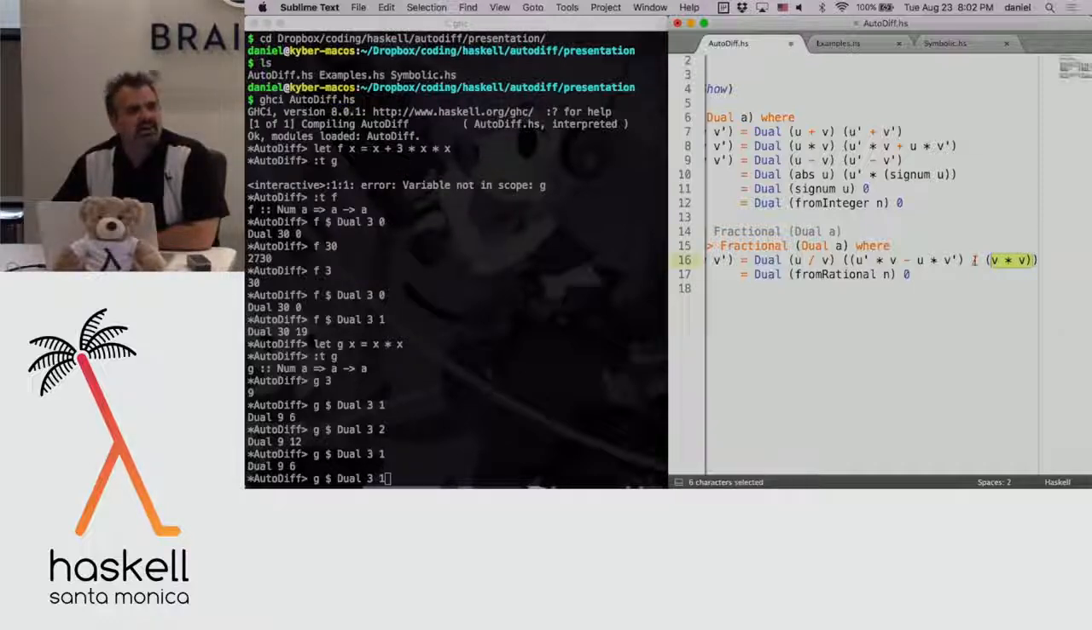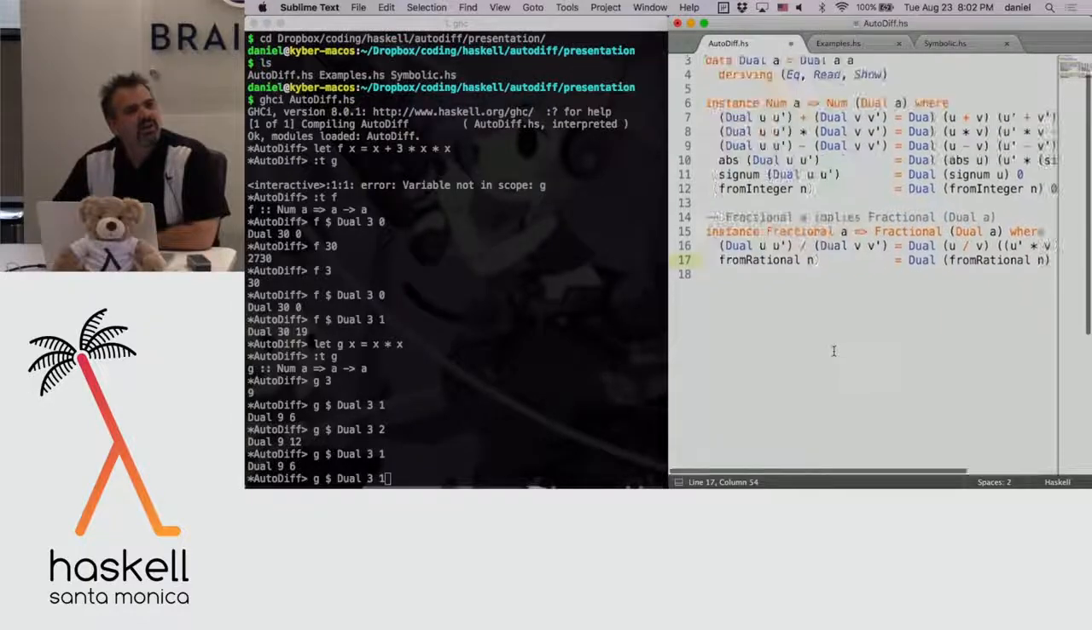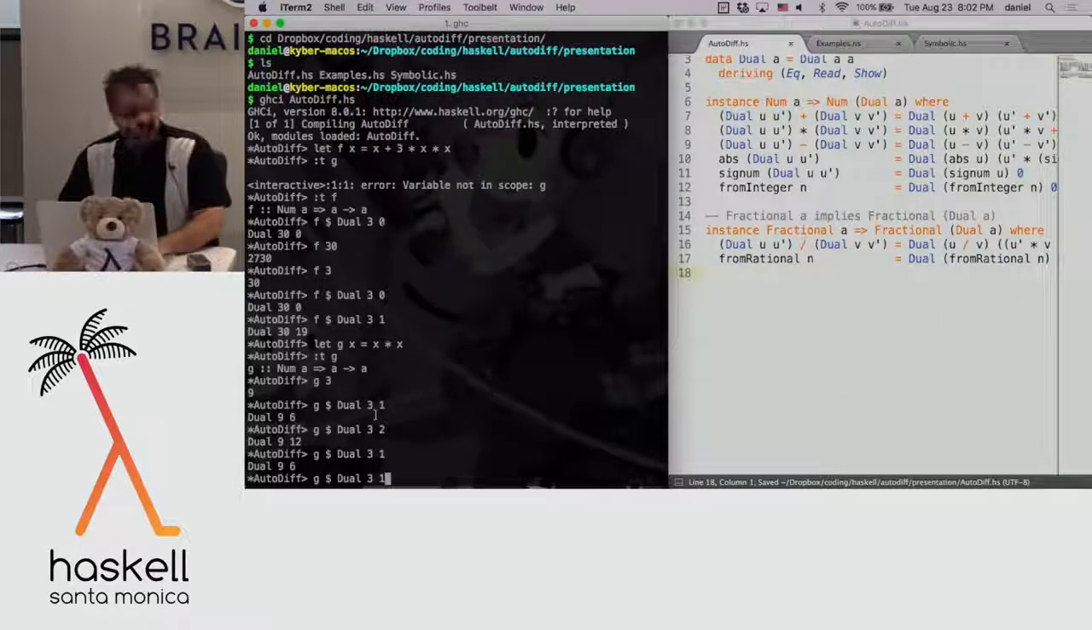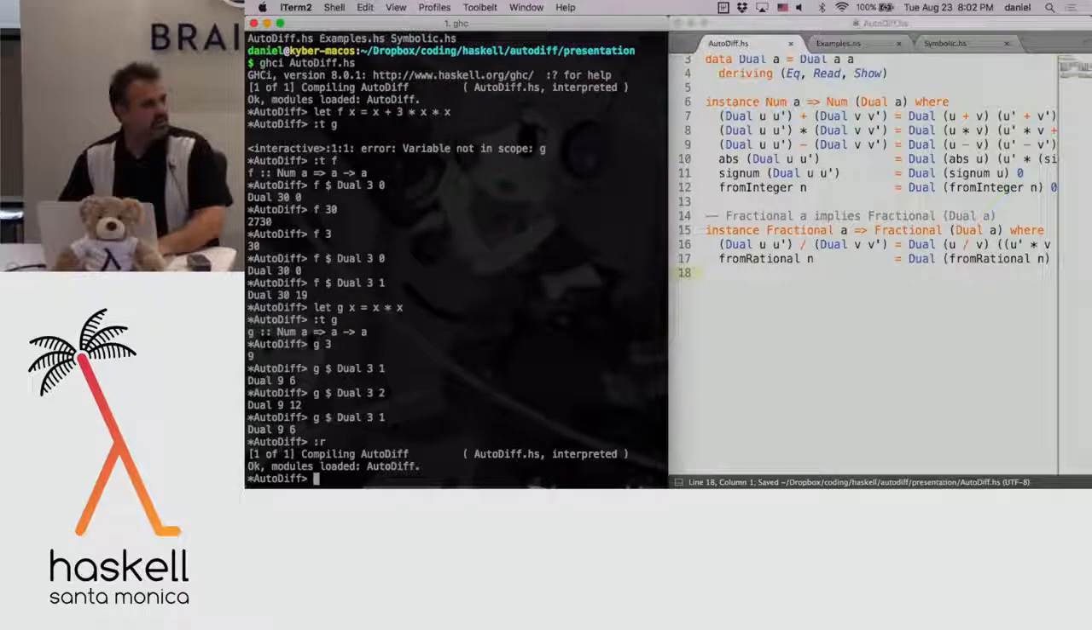Some of these I had to look up in a book. So you can look up the quotient rule in a book and encode it right here. This is really just the quotient rule. And now we have a fractional instance, so we can save that. And we can have division in our functions now.